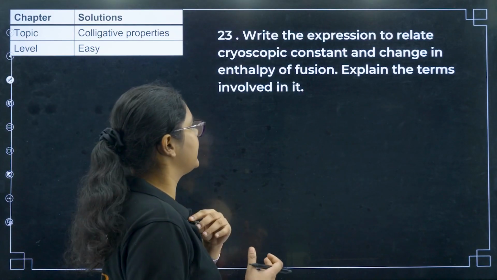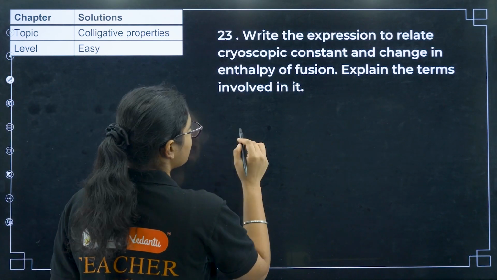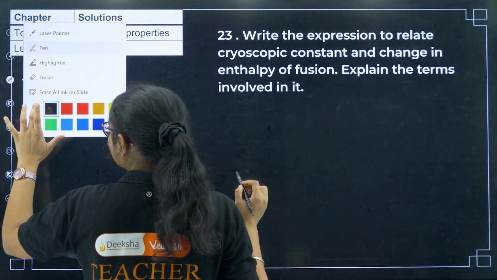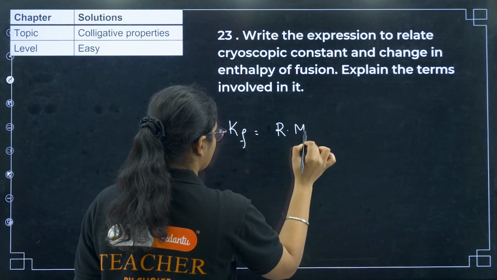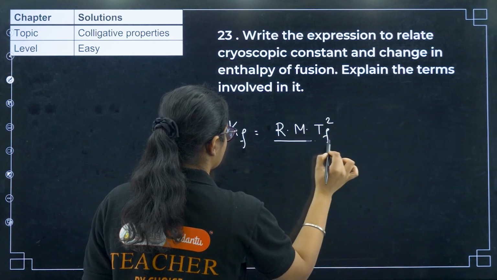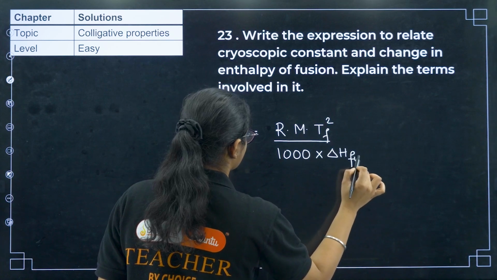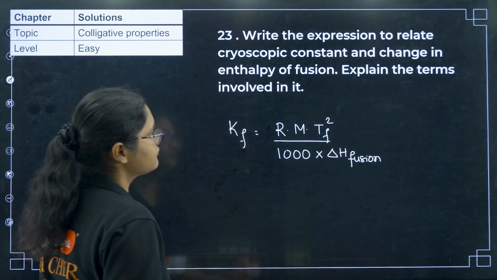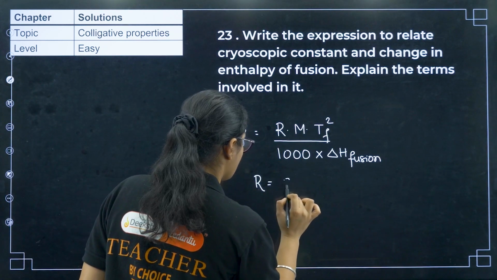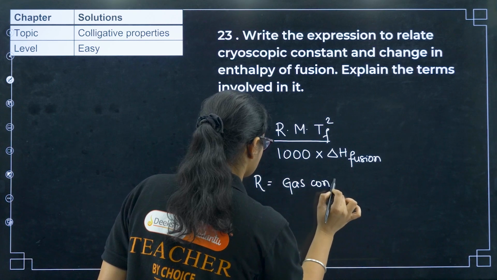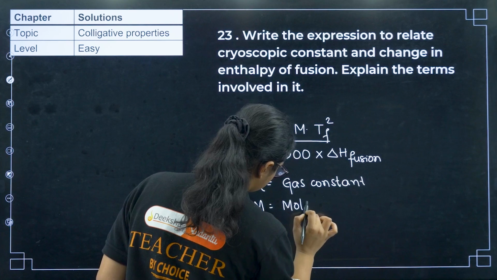Write the expression to relate the cryoscopic constant and the change in the enthalpy of fusion. So we have here, sorry, 1 second. Yes, cryoscopic constant is Kf. Okay. So here we have R dot M Tf square divided by 1000 into delta H of fusion. Okay, so this is the formula. Explain the terms involved in it. So we have to explain the terms. So what is R here? R is gas constant. Okay, then I have M here. M is the molar mass of the solvent.